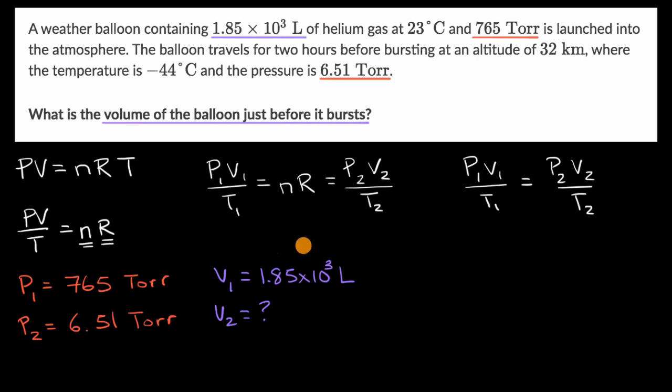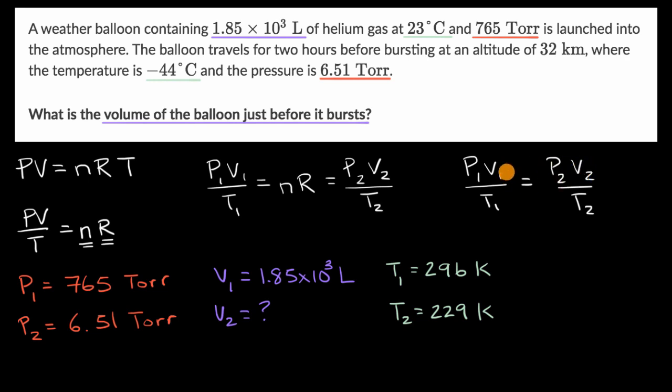And then last but not least, what is T1? Well, they tell us the starting temperature is at 23 degrees Celsius, but you have to think on more of an absolute scale and deal with temperatures in terms of Kelvin. So to convert 23 degrees Celsius into Kelvin, you have to add 273. So this is going to be 296 Kelvin. And then what is T2? Well, T2 is negative 44 degrees Celsius. If we add 273 to that, if we subtract, it's going to be, in my head, 229 Kelvin. And so we have everything we need in order to solve for V2.